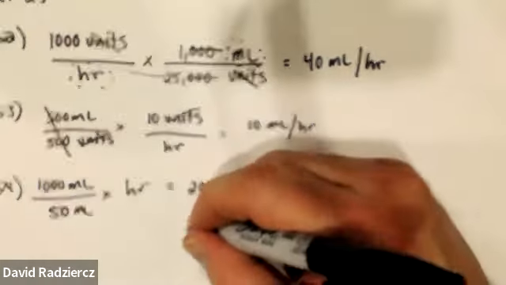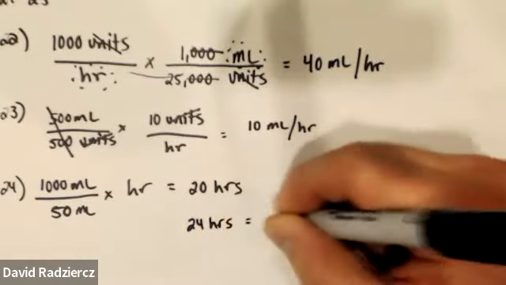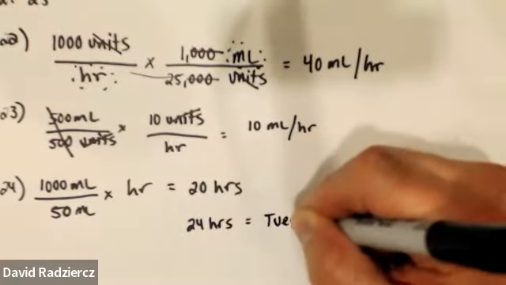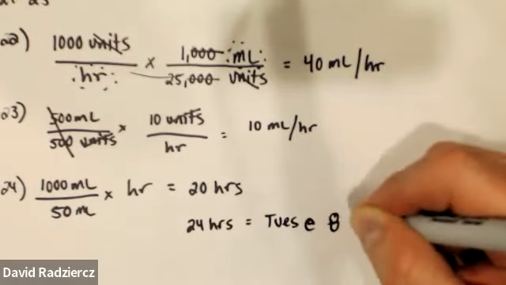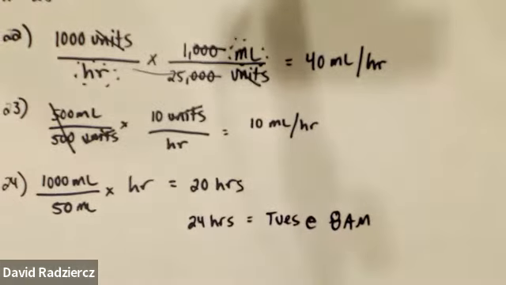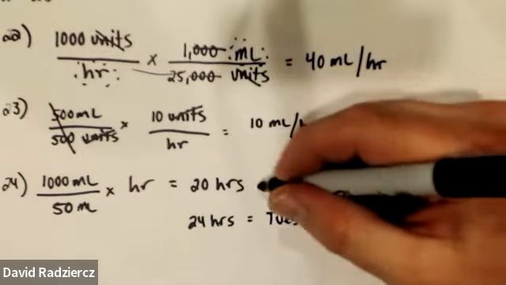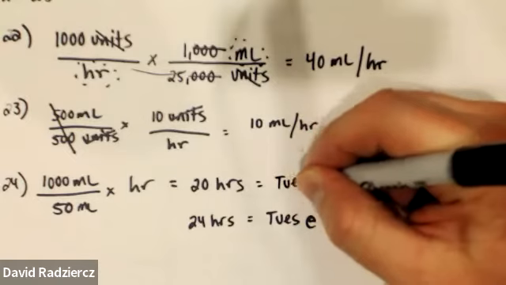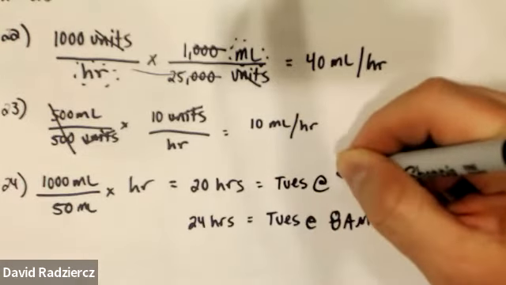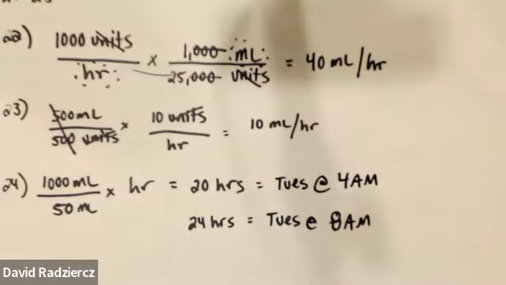So let's just say 24 hours would equal Tuesday at 8 a.m. So what would 20 hours be? That would just be 4 hours less, right? So that's going to be Tuesday at 4 a.m.